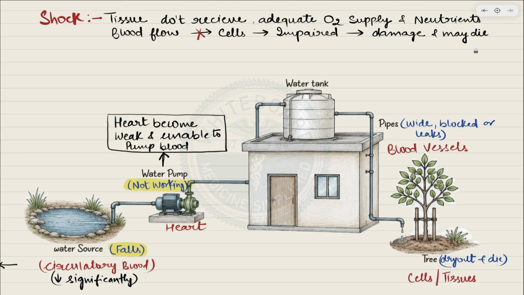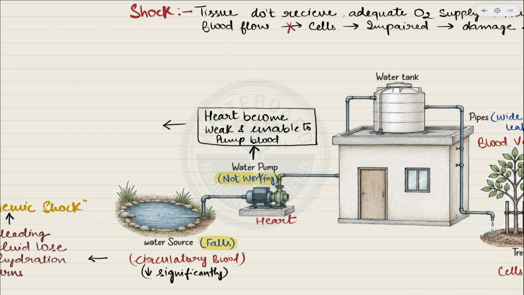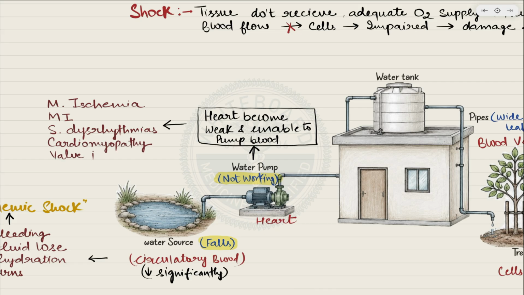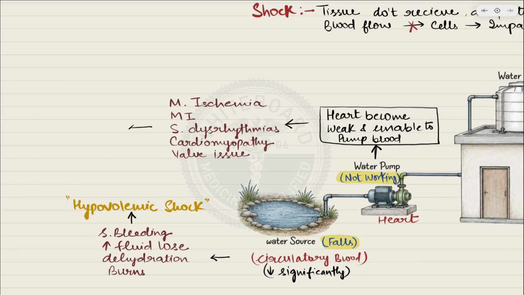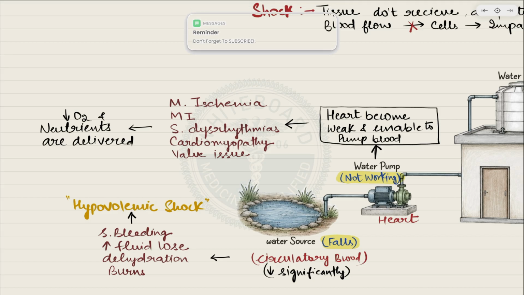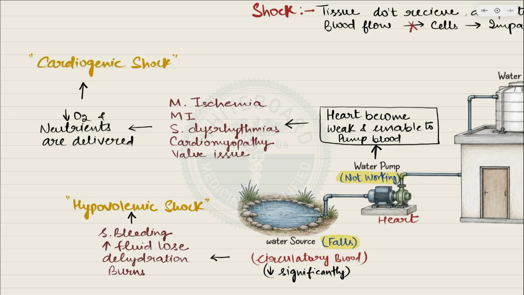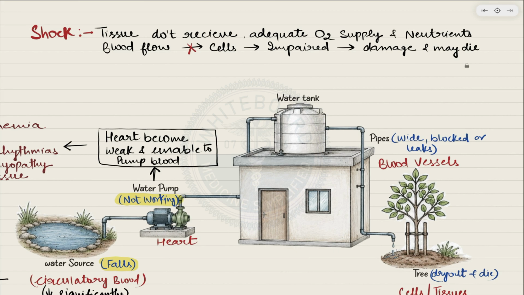than they require. This can occur due to conditions such as myocardial ischemia, myocardial infarction, severe dysrhythmias, cardiomyopathy, or problems affecting the heart valves. As a result, less oxygen and fewer nutrients are delivered to the body's cells, leading to inadequate tissue perfusion. This type of shock, which occurs because the heart fails to pump blood effectively, is known as cardiogenic shock. Now, let us consider another situation.